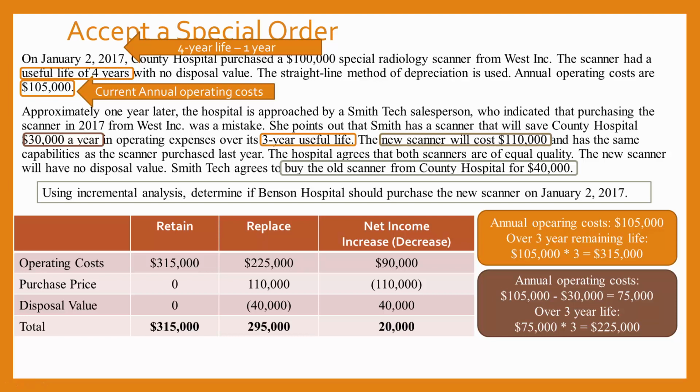And so now when we add up all of our numbers, we can see that if the company chooses to replace the equipment, it would actually cause a $20,000 increase in net income over the 3 years. And so because it's a positive number, the company should choose to replace the equipment.